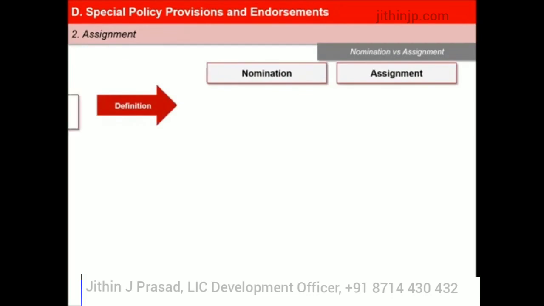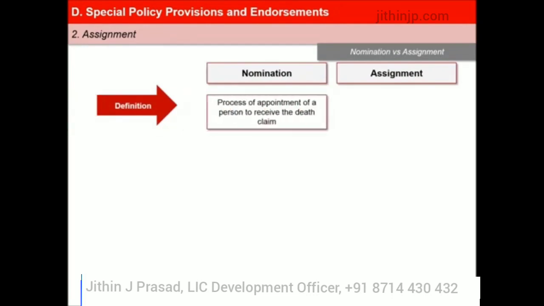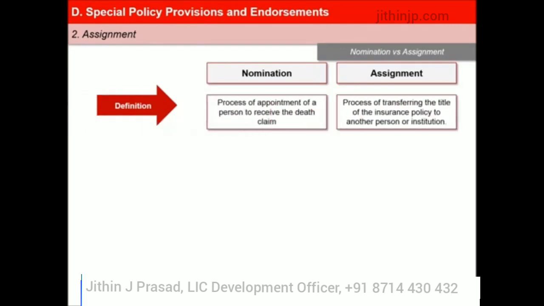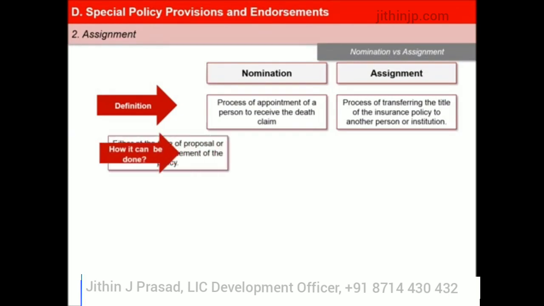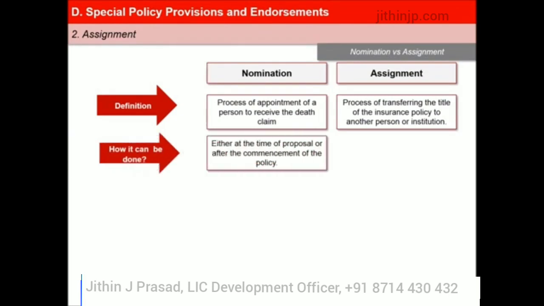Nomination is defined as the process of appointment of a person to receive the death claim, whereas assignment is defined as the process of transferring the title of the insurance policy to another person or institution. Second, nomination can be done either at the time of proposal or after the commencement of the policy, whereas assignment can be done only after commencement of the policy.